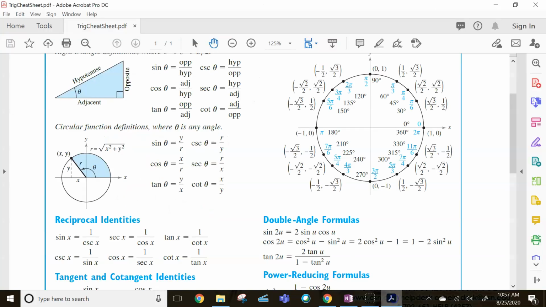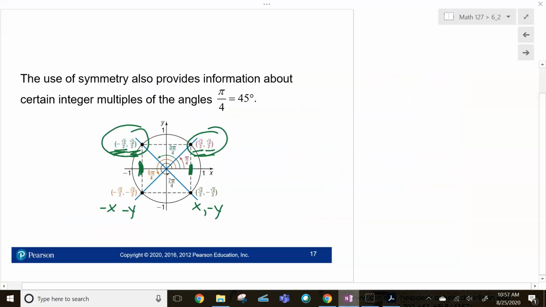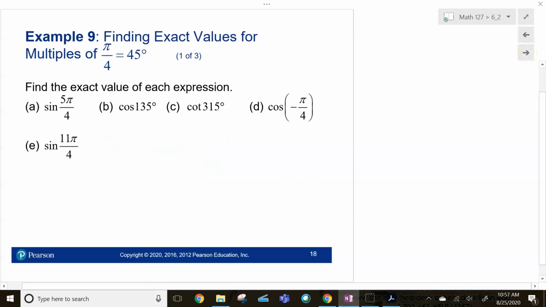So study that. Really, you're going to start seeing a lot of patterns as you use this unit circle quite a bit. Right now it's a reference, and at some point you should be able to create that. We'll talk about that in the course.